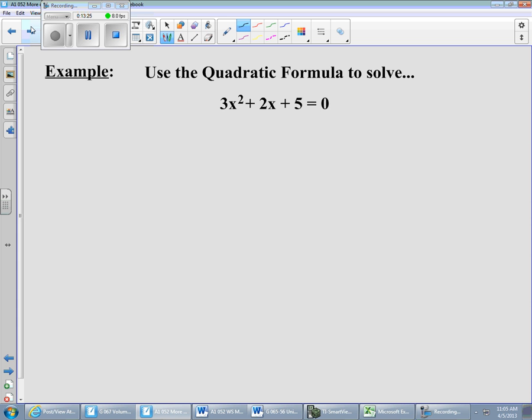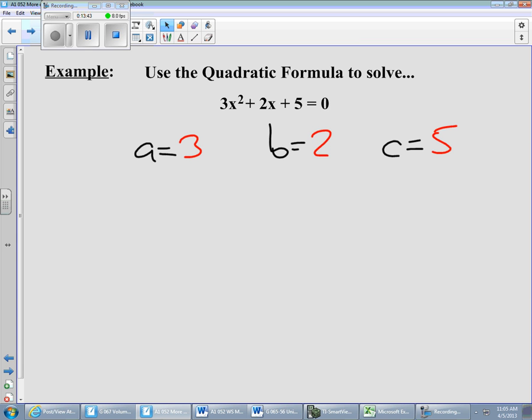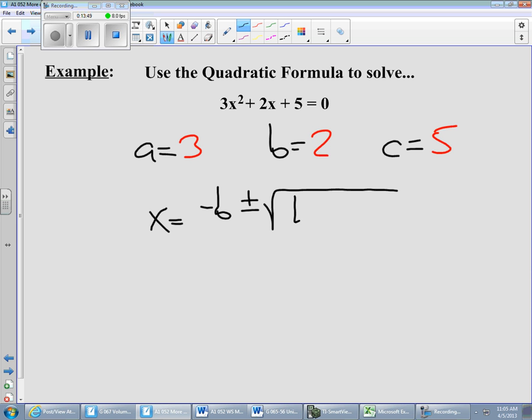It's all good. Let's identify our values. A equals, B equals, C equals. What's A? 3 this time. B, 2, and C this time, 5. They didn't even give us any negatives. That's nice too. Let's get the formula off of the formula chart. Formula says x equals negative b plus or minus the square root of b squared minus 4ac, all divided by 2a.